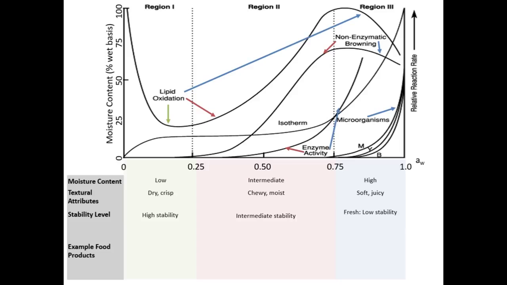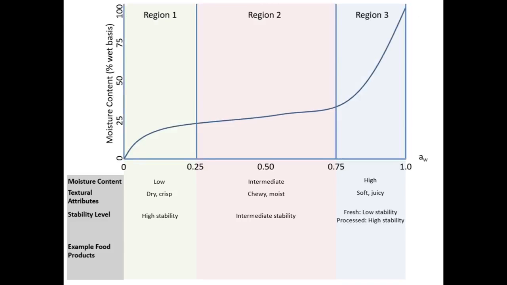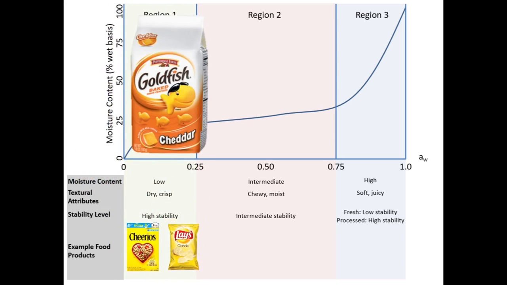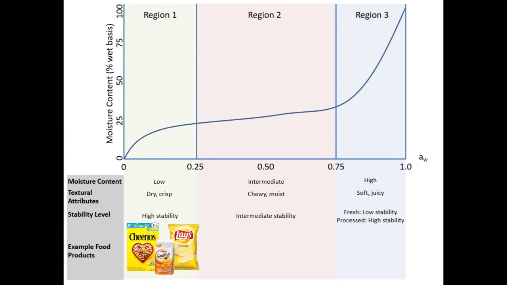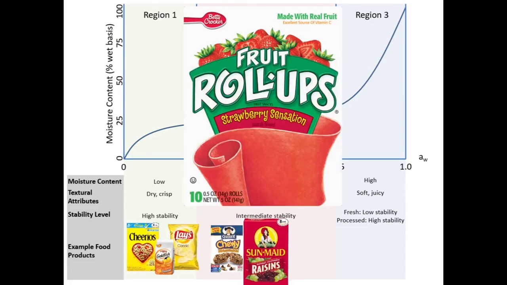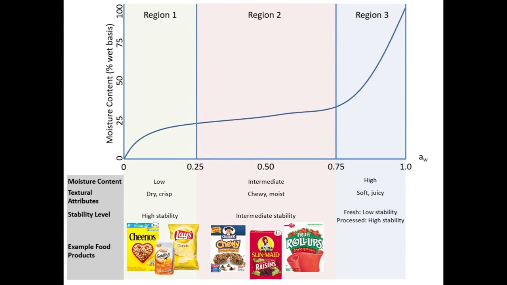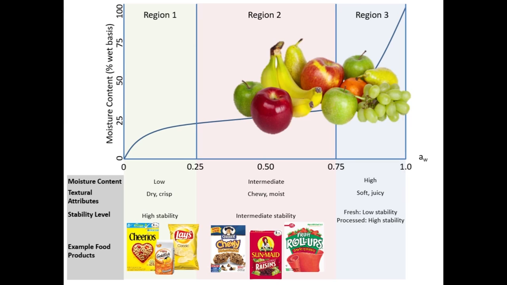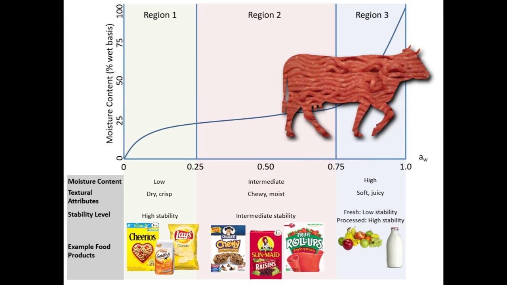However, foods in Region 3 can undergo processes like canning and pasteurization that improve their stability and thus give them longer shelf lives. Some examples of food products in Region 1 are cereal, chips, and crackers. Foods in Region 2 include chewy granola bars, raisins, and fruit roll-ups. Food examples for Region 3 include fresh fruits and vegetables, milk, and meats.